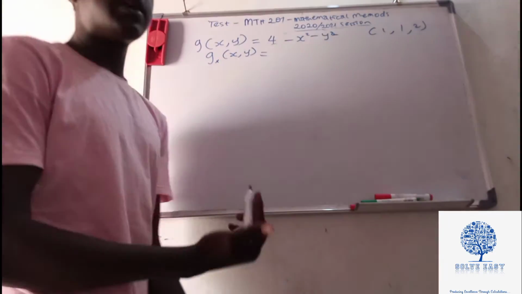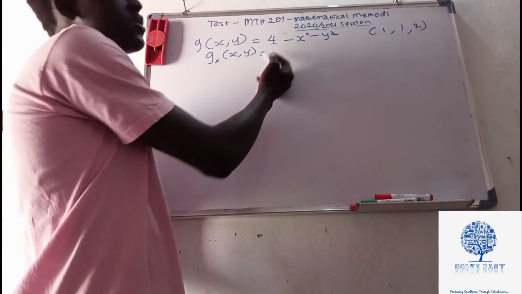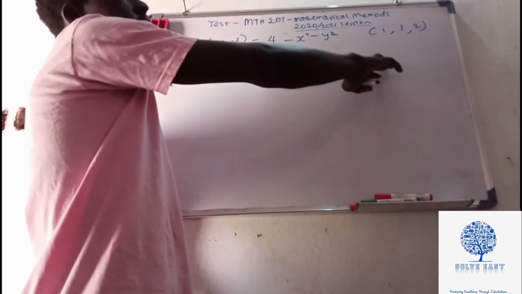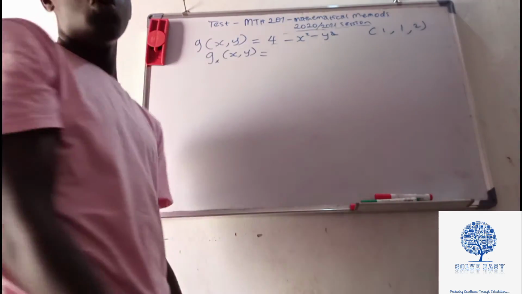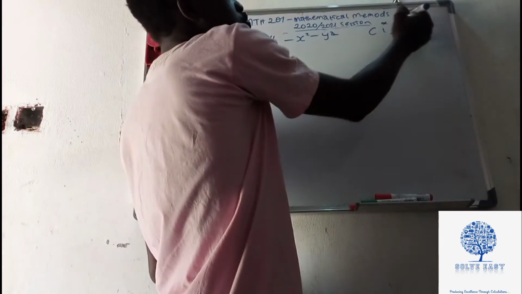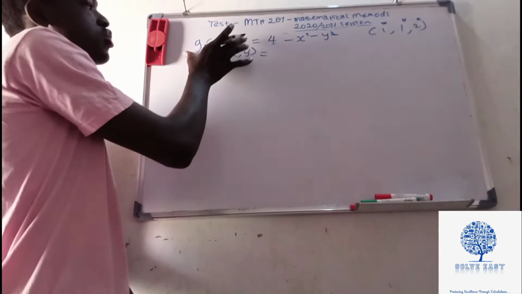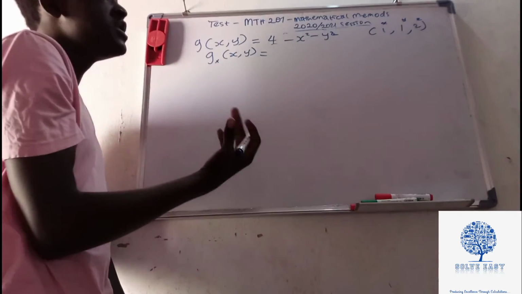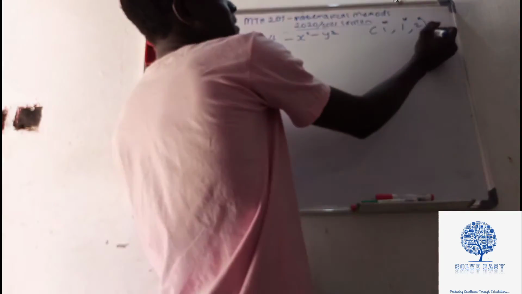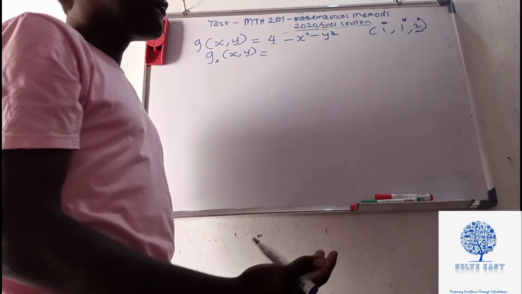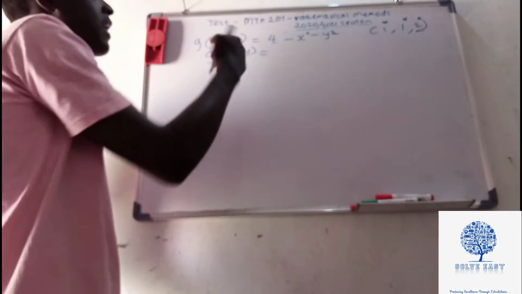Now for this function we are given g of x, y is equal to 4 minus x squared minus y squared, and we are given this point (1, 1, 2), where this would be x, this would be y, and this would be z. Being that this function doesn't have any variable z, we know that we most definitely will not be dealing with this z value of the point. So this is a multivariable function that has variables x and y.